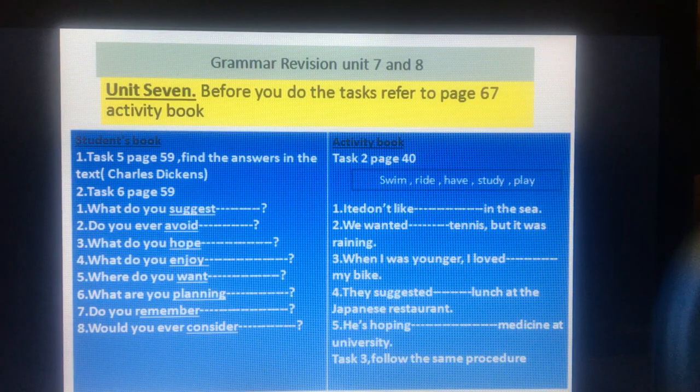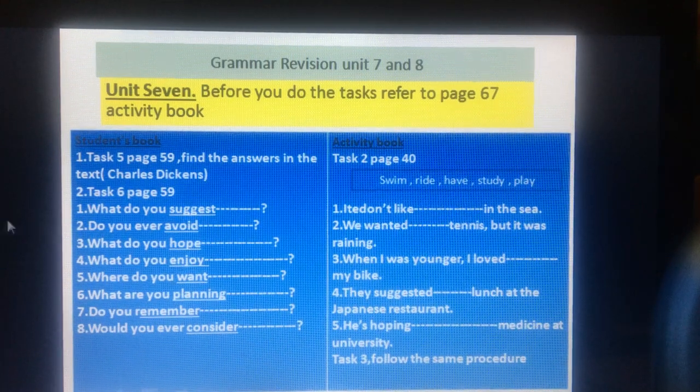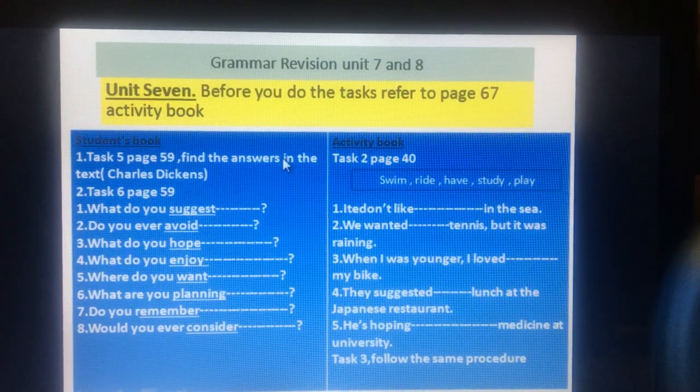Now if we look at unit 7, okay, we have the task, and then the question will be in the exam like this. In task 5, page 59, find the answers in the text, Charles Dickens. Task 5, the answers are in the same text, the Charles Dickens text.